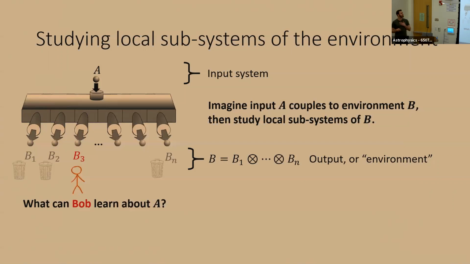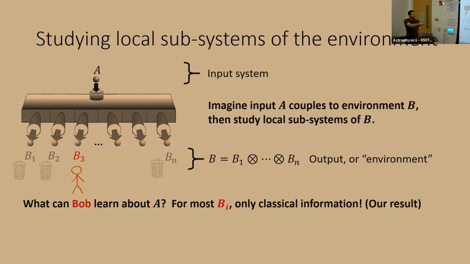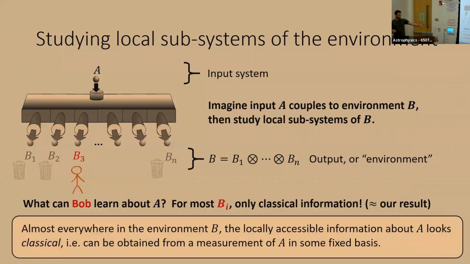And of course, if I don't tell you exactly what this evolution is, you don't know exactly what Bob can learn about A, but in fact, you can make a very general claim, which is that for almost all of these Bobs, for almost all of these B_i, they can only learn classical information about A. And the classical information they learn about A must be obtainable from some fixed measurement of A. So this is a punchline that I'll increasingly clarify in the next couple minutes. Almost everywhere in the environment, any locally accessible information about A must look classical in the sense that you could have obtained it from some fixed measurement on A. And that measurement is independent of which output you're looking at.